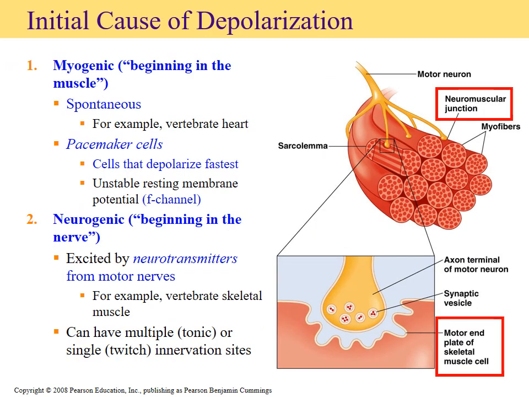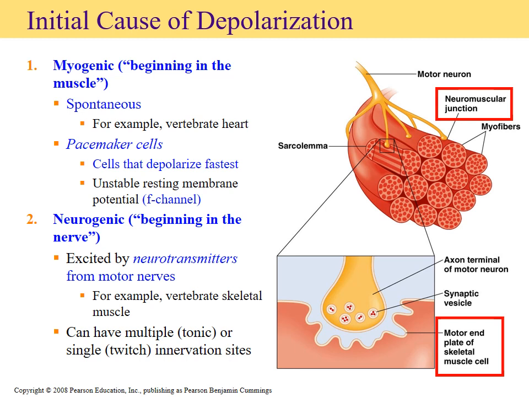Another difference that we see between skeletal and cardiac muscle is what exactly causes the cell to start initiating depolarization. So how does the cell know that you want it to contract? And we have two options. We can go ahead and take a look at a myogenic versus a neurogenic initiation. Myogenic means that it begins within the muscle. This usually means that it's a spontaneous reaction.